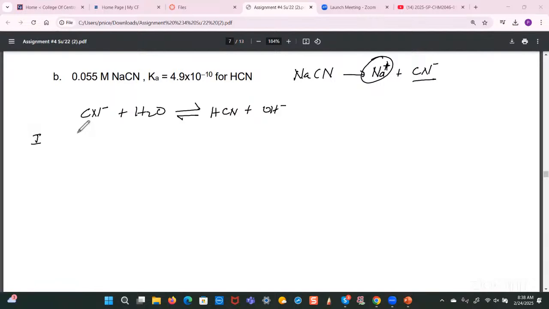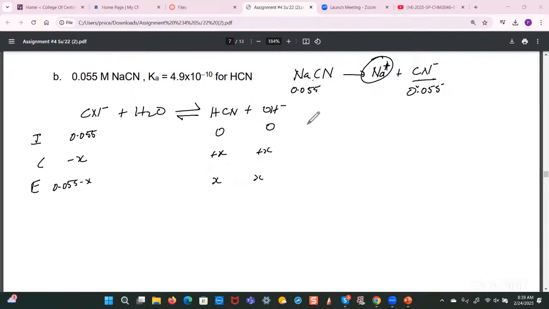Initially, the molarity of the cyanide ion would be 0.055. We know that to be so because that was the molarity here, and because of the 1-to-1 ratio between the sodium cyanide and the cyanide itself, the molarity of the cyanide initially would be 0.055. As far as the HCN is concerned, that would be 0, and as far as the OH minus is concerned, that would be 0. Change: minus X, plus X, plus X. So at equilibrium, you're going to have 0.055 minus X here, X here, and X here.